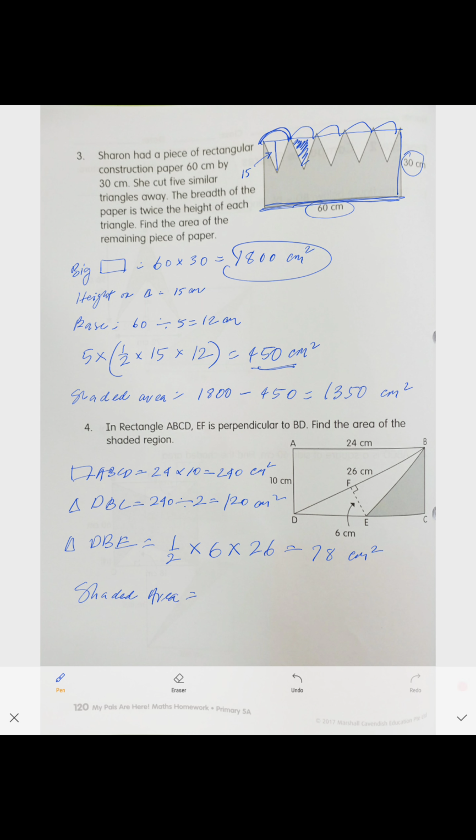Yeah, it is what? The big triangle, 120 minus 78, 42 square centimeters. All right.